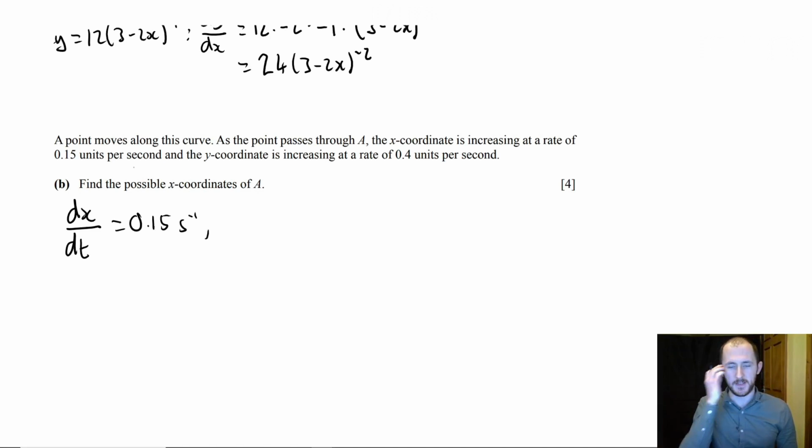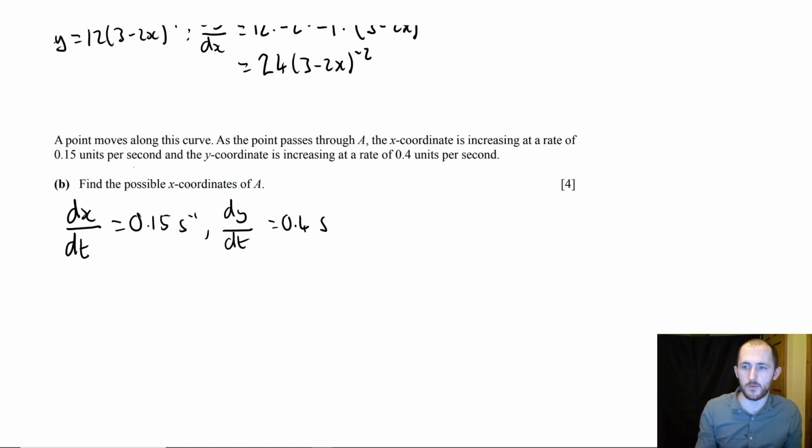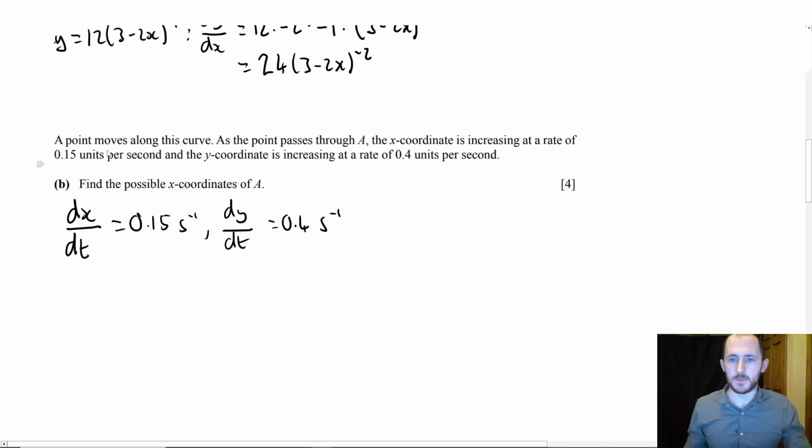Okay? So again, that might be something you haven't seen before. And likewise, the y-coordinate is increasing, so dy is positive, at 0.4 units per second. Just to go through this to make it super clear, we're taking the x-coordinate and dividing it by some amount of time, which is where we get the per second. So that's why we have dx by dt.